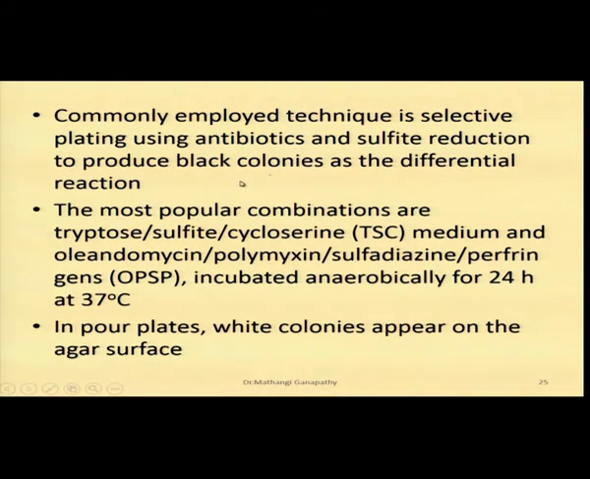So if these black colonies are present using antibiotics and sulfite reduction, this confirms that the organism which is grown is Clostridium perfringens. The most popular combinations in plating are tryptose sulfite cycloserine medium and the oleandomycin, polymyxin, sulfadiazine medium, with perfringens incubated anaerobically for 24 hours at 37 degrees. And in the pour plates, white colonies appear on the agar surface.